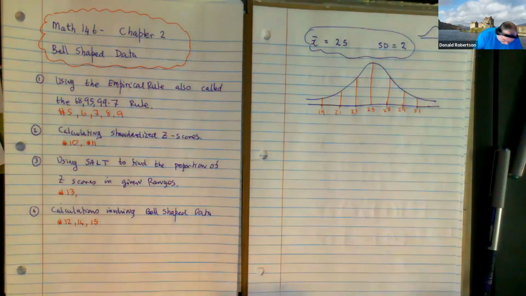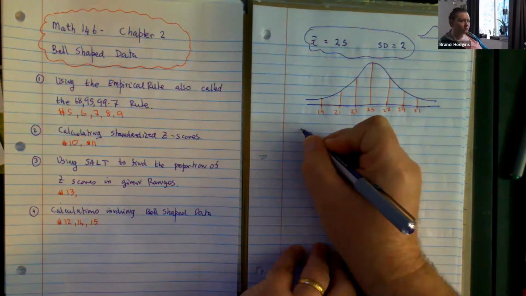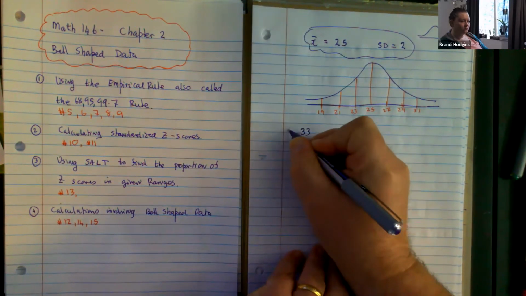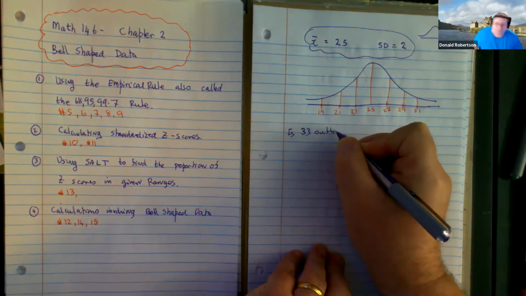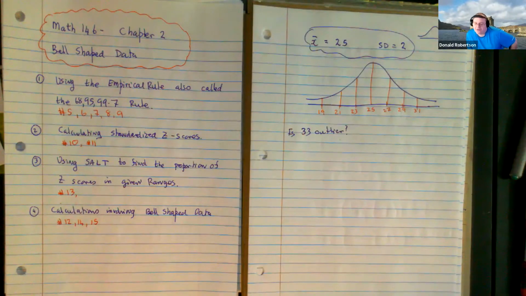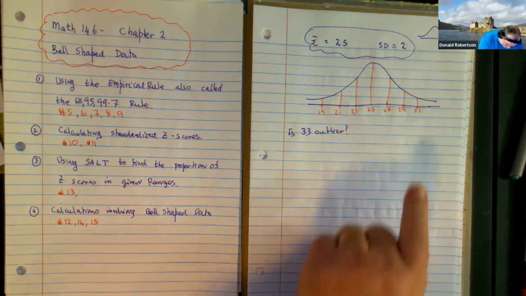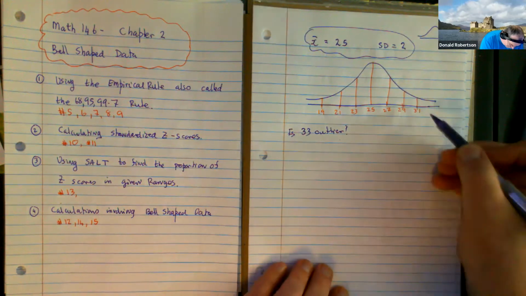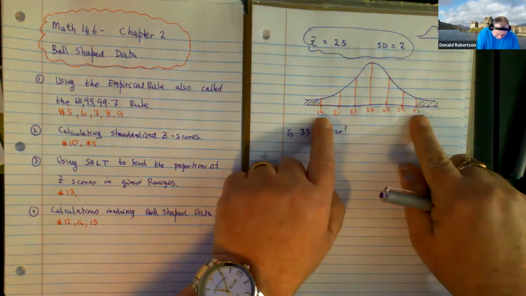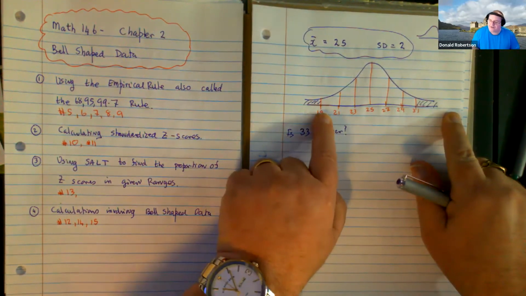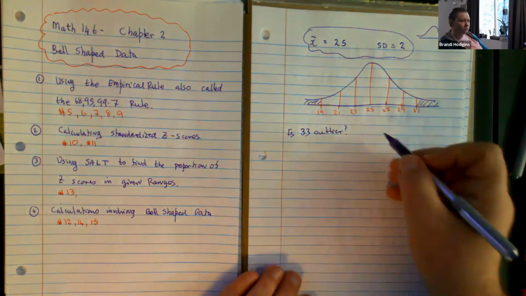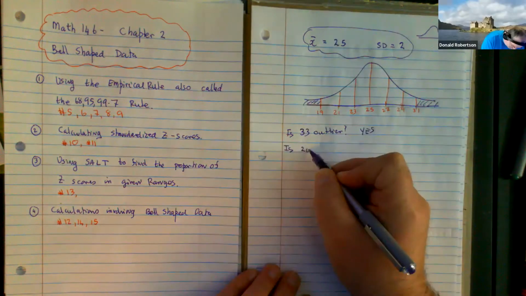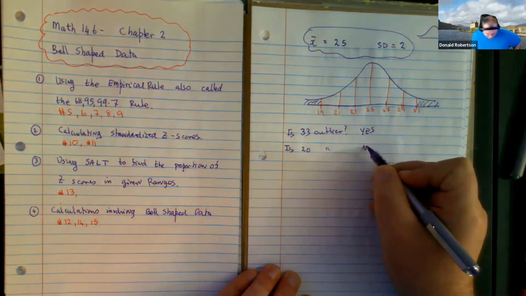For instance, is 33 an outlier? I see a nod, which I agree with. Would you agree that anything that lives beyond the 2 extremes, right, which is 3 standard deviations, big or small, these are considered outliers? So that would be yes. But if I went and said to you, is 20 an outlier? The answer would be definitely no.